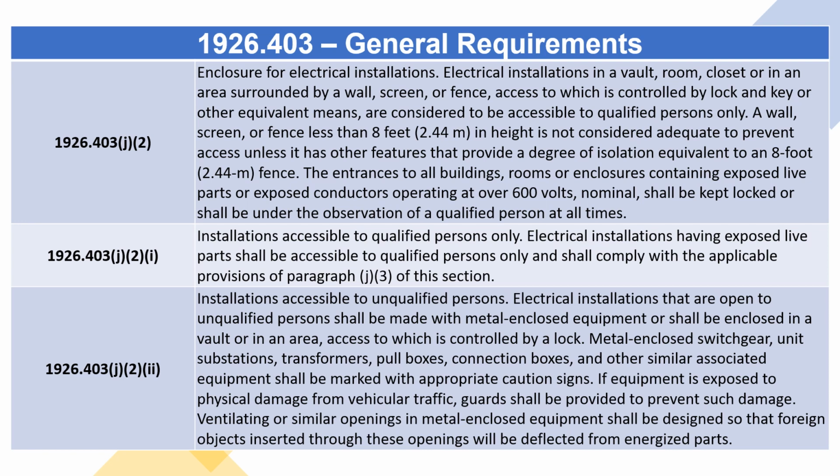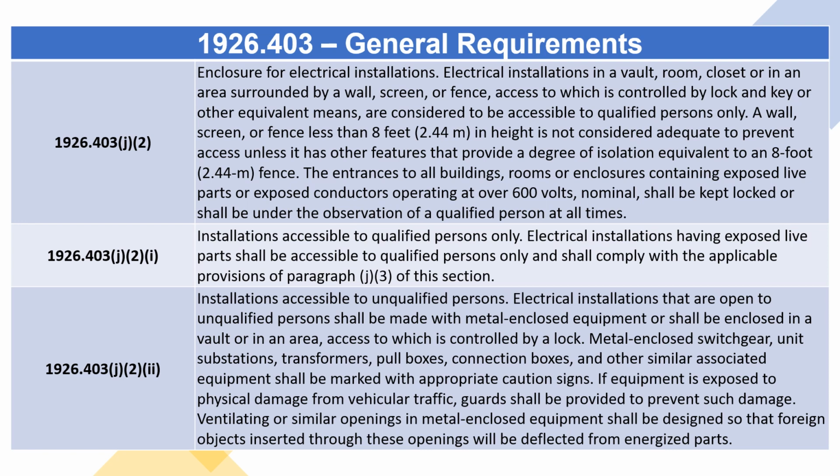The entrances to all buildings, rooms, or enclosures containing exposed live parts or exposed conductors operating at over 600 volts nominal shall be kept locked or shall be under the observation of a qualified person at all times. 1926.403 J2 Installations accessible to qualified persons only. Electrical installations having exposed live parts shall be accessible to qualified persons only and shall comply with the applicable provisions of paragraph J3 of this section.